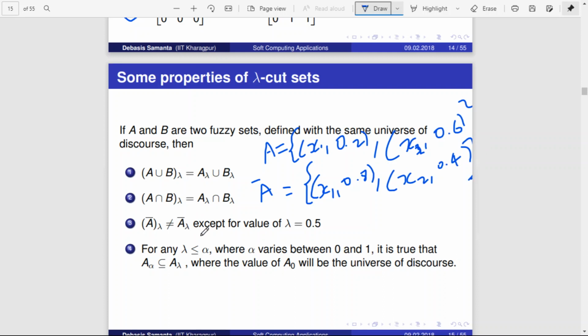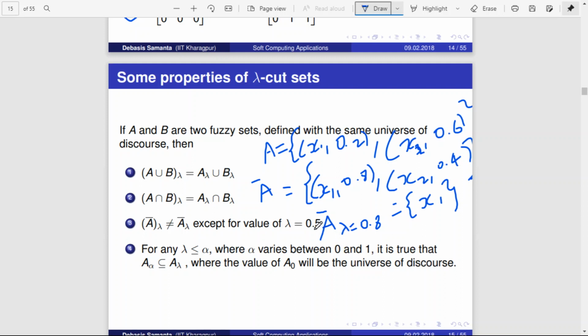Now you calculate lambda. Let us assume the lambda value is 0.8, that is it will take only the values which are greater than or equal to 0.8. In that case the output will be x1, only x1 it will take. So (A dash) lambda is x1.